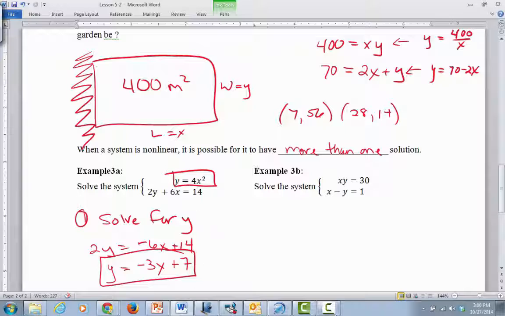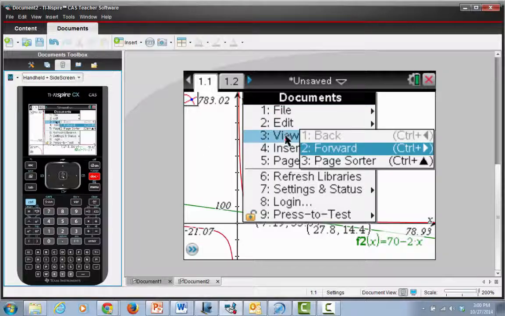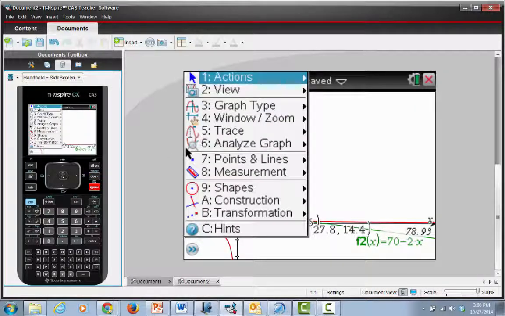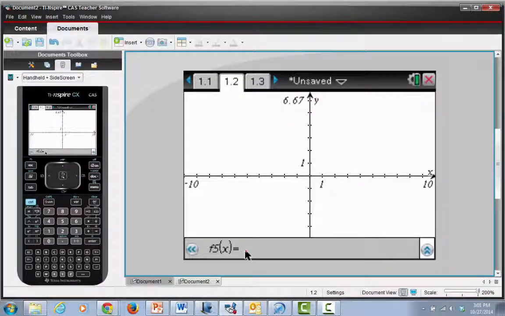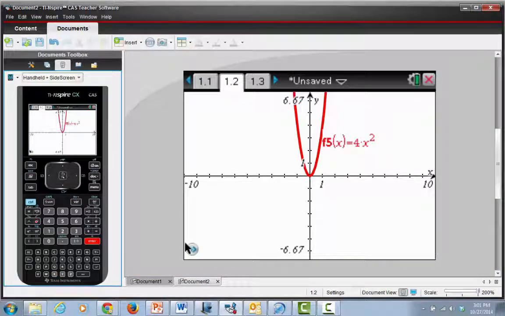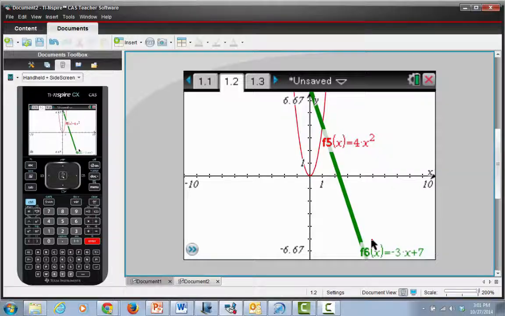And guess what when you do that? Let's go do that real quick. I'm going to make a new document. Okay, so my first one is 4x, well, if it lets me, 4x squared. So there's that one. Okay, and then my second one is going to be negative 3x plus 7, right? There's my other one.